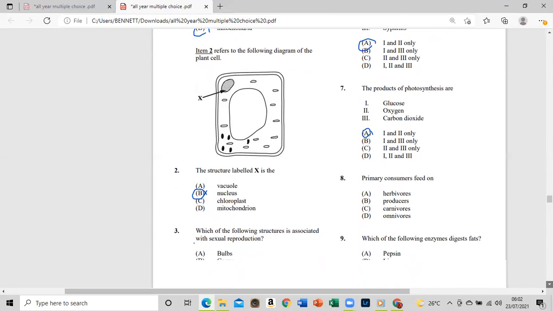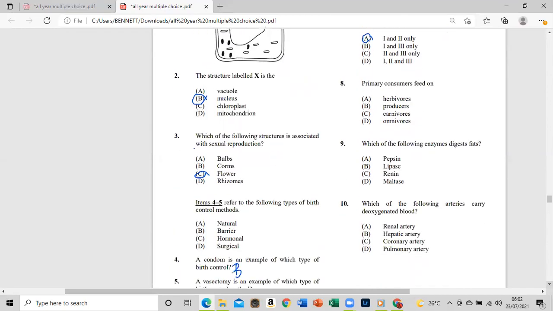Number 8, primary consumers feed on, is it herbivores, producers, carnivores, or omnivores? And that is the producers. And we have the plant, the herbivores, then you have the carnivores feed on the herbivores, and then the omnivores feed on both.